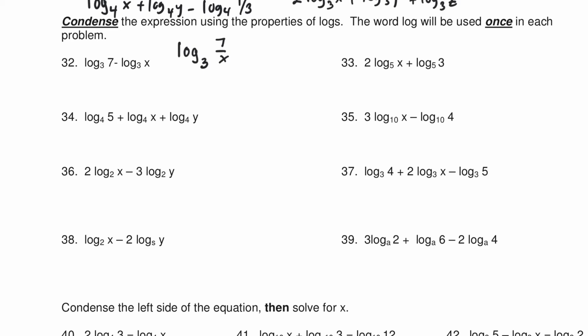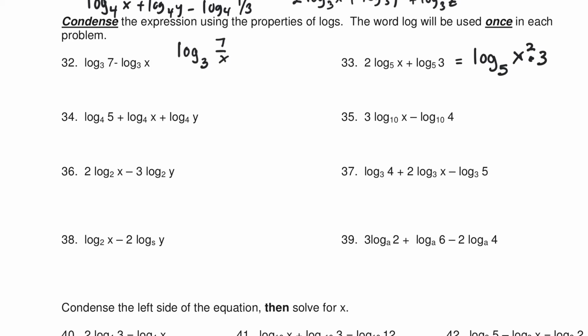33, we have 2 times log base 5 of x plus log base 5 of 3. So that 2 can be written as an exponent, and you can also multiply the x and the 3 since we're dealing with log 5. So this will be equal to log base 5 x to the second power times 3, and normally you write the 3 first.